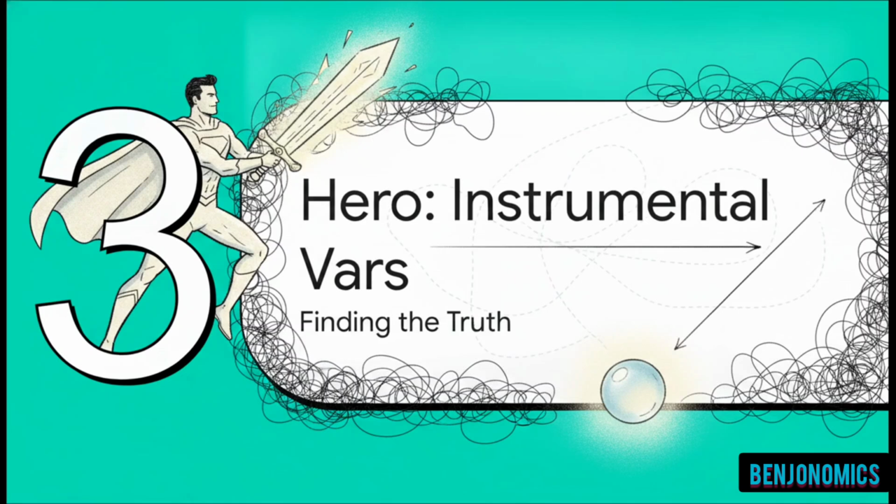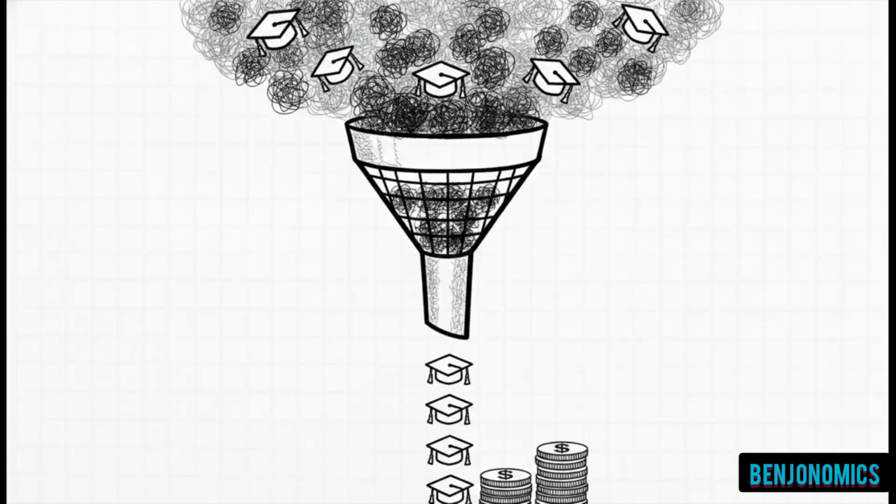Enter part 3, the hero, instrumental variables. Think of an instrumental variable, usually denoted as Z, as a water filter for your data. Right now, our data is murky, right? Schooling is all mixed up with unobserved ability. The instrumental variable takes that contaminated data and literally filters out the junk, leaving us with just the pure, uncontaminated variation in schooling. And that is exactly what we need to find the true causal effect on income.